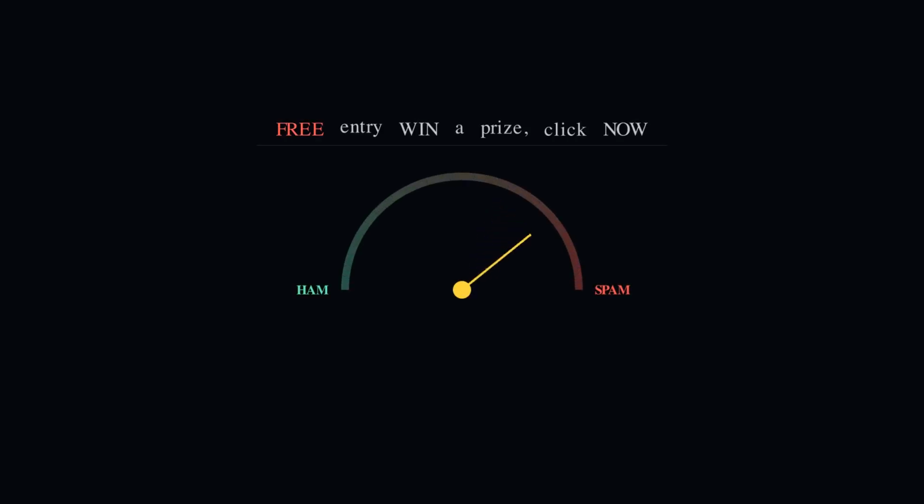The needle starts at the prior. Free swings hard towards spam. Entry barely moves. Win: another surge. After every word the case is clearer. The classifier never doubts. It just multiplies.